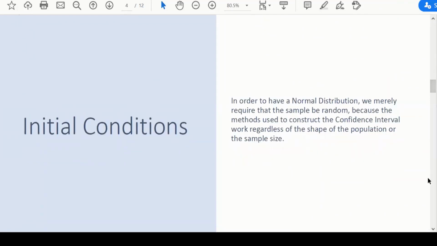So what we want to do is have a normal distribution, so we're going to make sure that we have the initial conditions satisfied. Now, the way we're going to construct a confidence interval is a little different than what we did with the sampling distribution in the last chapter. This is actually going to work regardless of the shape of the population or sample size.